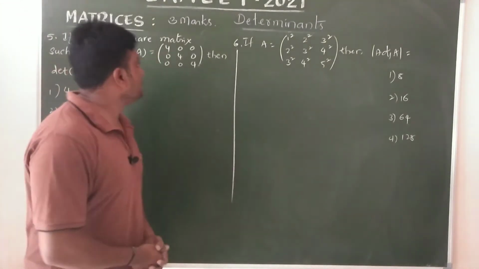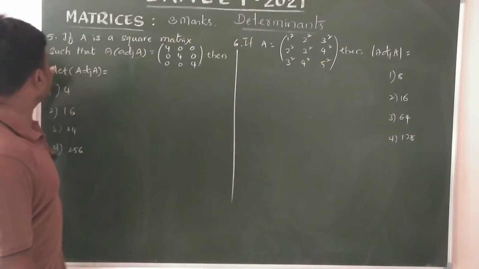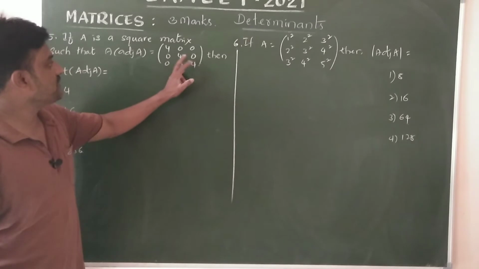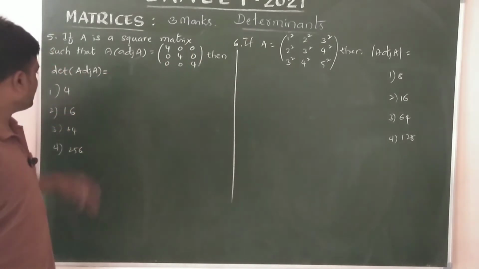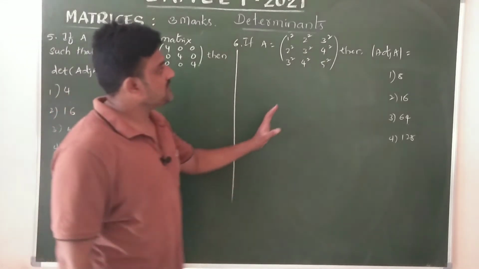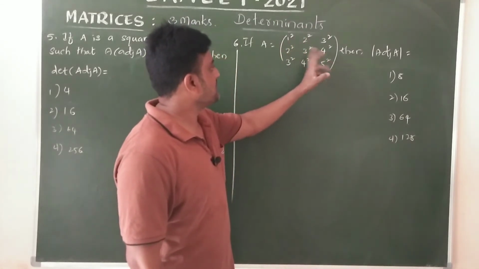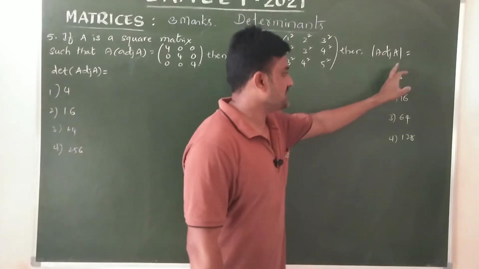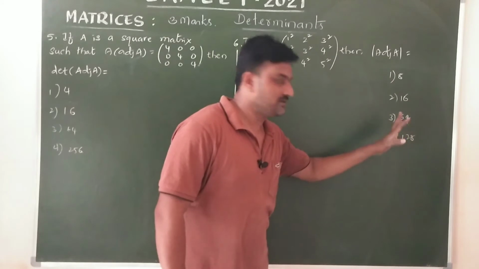Okay. Let us do more problems. The fifth one is: if A is a square matrix such that A into adjoint A equals the matrix 4 0 0, 0 4 0, 0 0 4, then the determinant of adjoint A equals what? 4, 16, 64, 256. And also the same one: A equals the matrix 1 square, 2 square, 3 square, 2 square, 3 square, 4 square, 3 square, 4 square, 5 square. Then what about the determinant of adj A? Both are equal. Options: 8, 16, 64, 128.